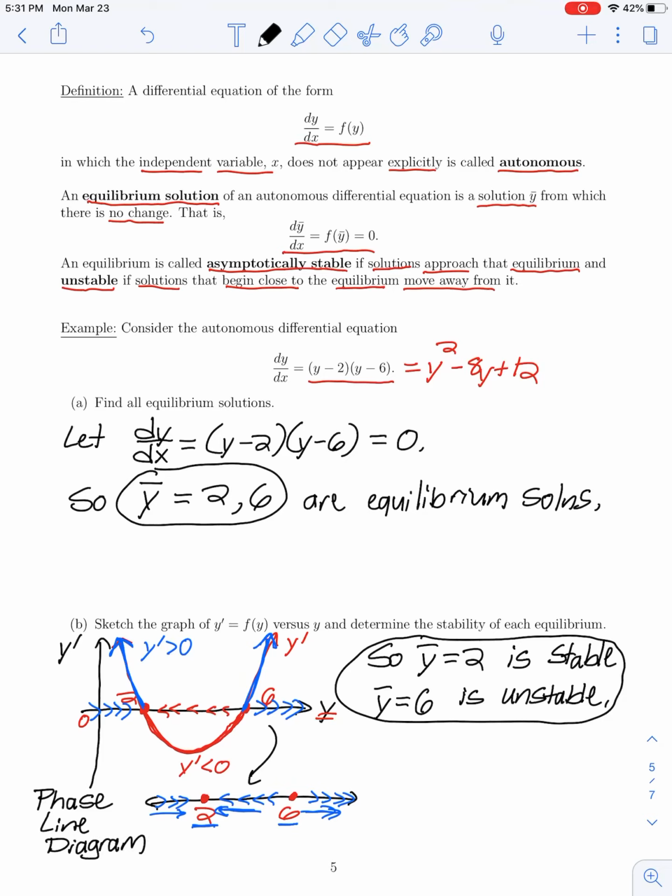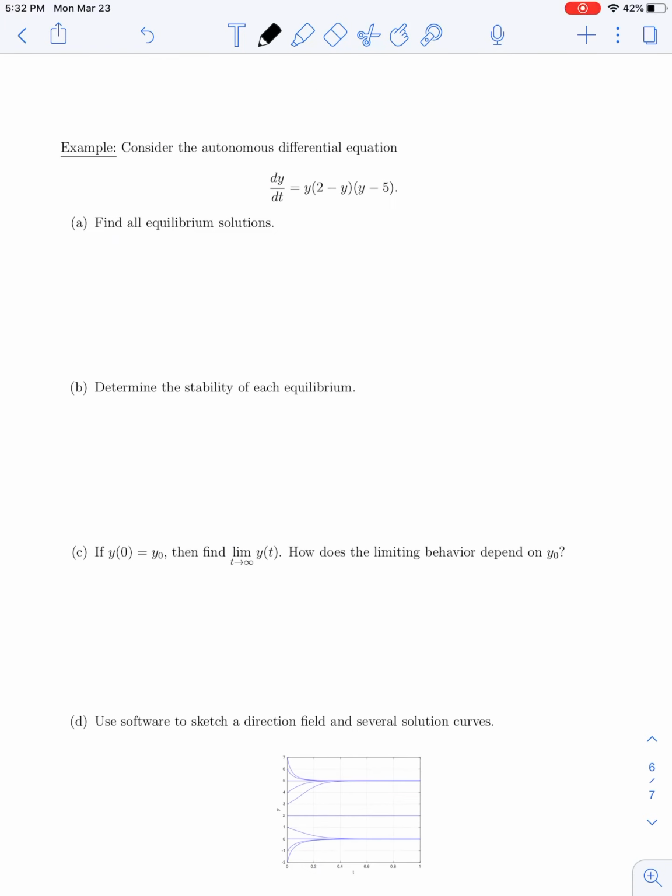It tells us about where the values of y would be increasing or decreasing, and therefore tells us about stability of these equilibria. So let's look at another example of this.